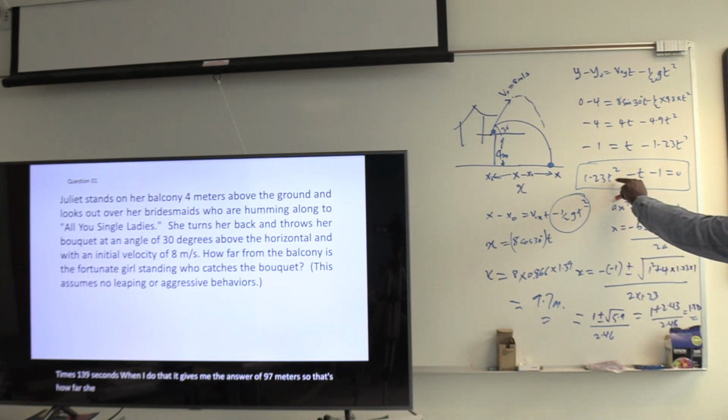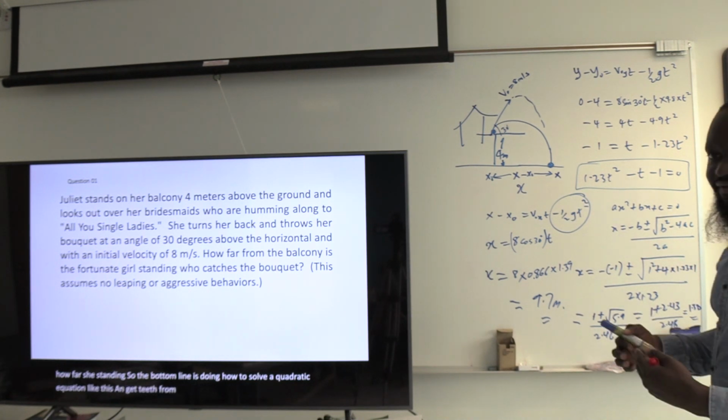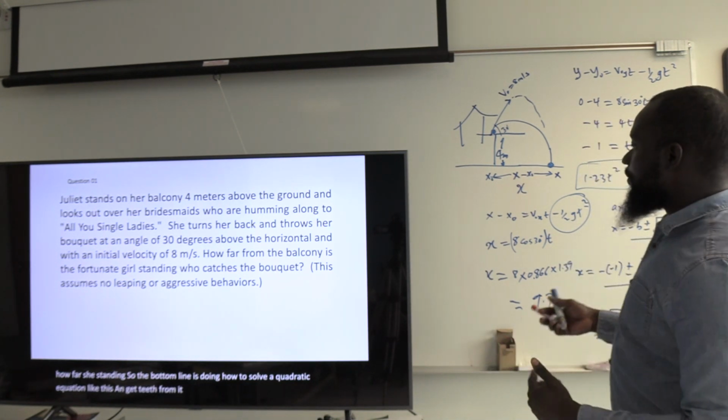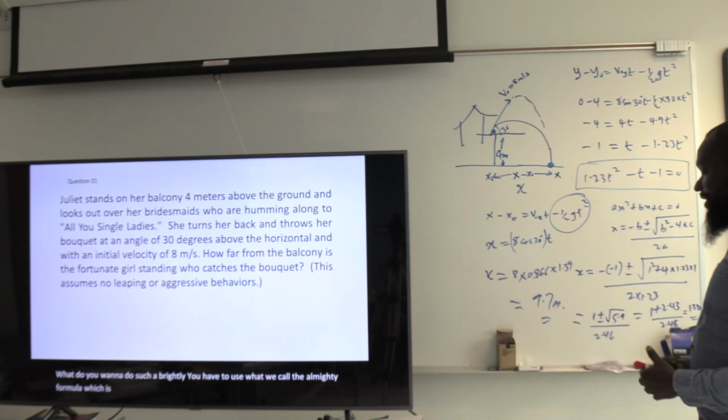So the bottom line is learn how to solve a quadratic equation like this and get t from it. Some of you have calculators that can do this quickly, but if you want to do it algebraically, you have to use what we call the almighty formula, which is this guy, and then you get the answer correctly.